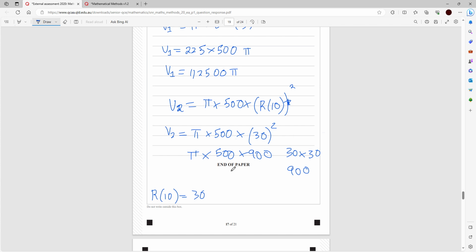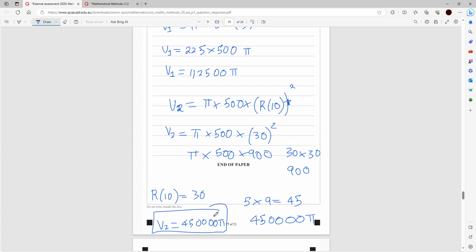So 5 times 9 is going to be 45. So add in a couple of zeros. So we go 45, 0, 0, 0, 0. So volume 2 is going to be 450,000 pi.